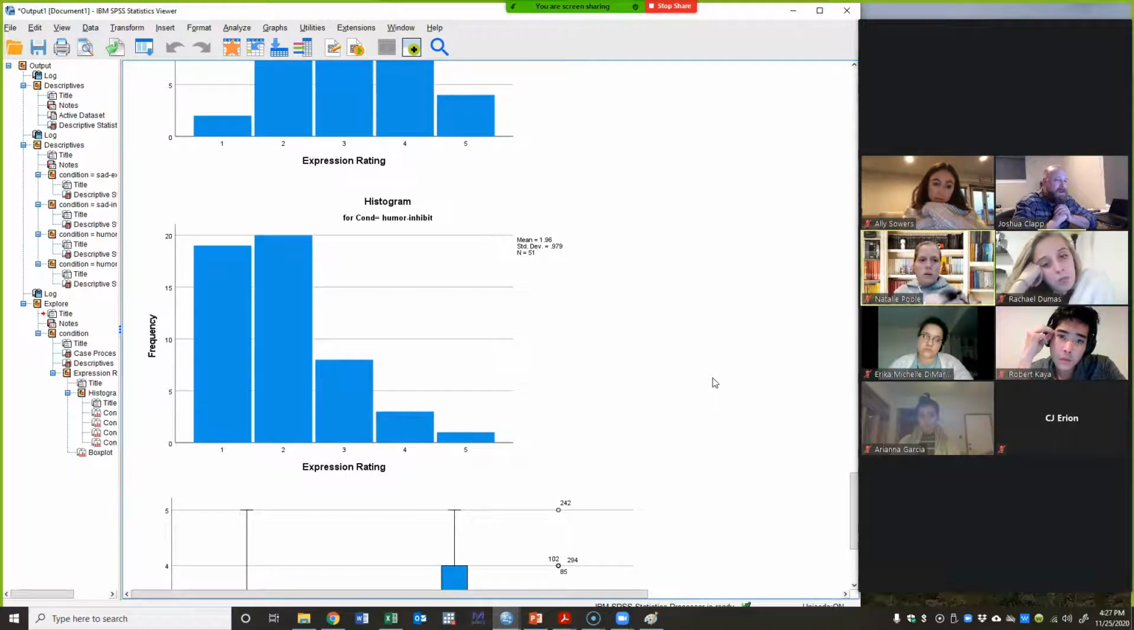Allie, what are we seeing here? So for people who watched the funny film and are told to inhibit emotion, we're seeing that there's more inhibition of emotion, but it's a little bit, I don't know. There are some people who still were a little bit expressive. It's not as skewed as the sad film.